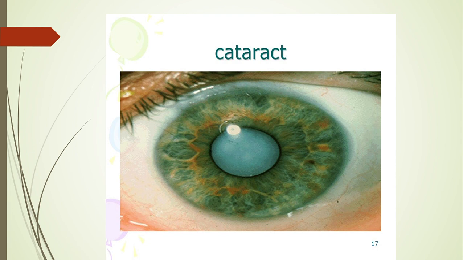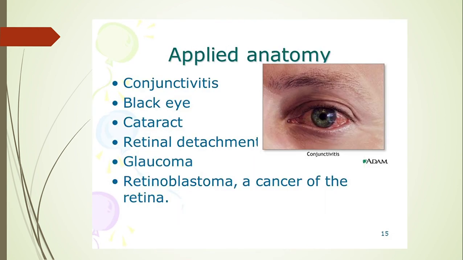The eyeball has a number of applied aspects. There is another term which is named presbyopia or short vision. Presbyopia means the lens plays an important role in accommodation. As a result of increased age, the power of accommodation is lessened, producing a clinical condition known as short vision or presbyopia. Retinal detachment means the separation of the two layers of the retina from the choroid. So that is another important applied anatomy.